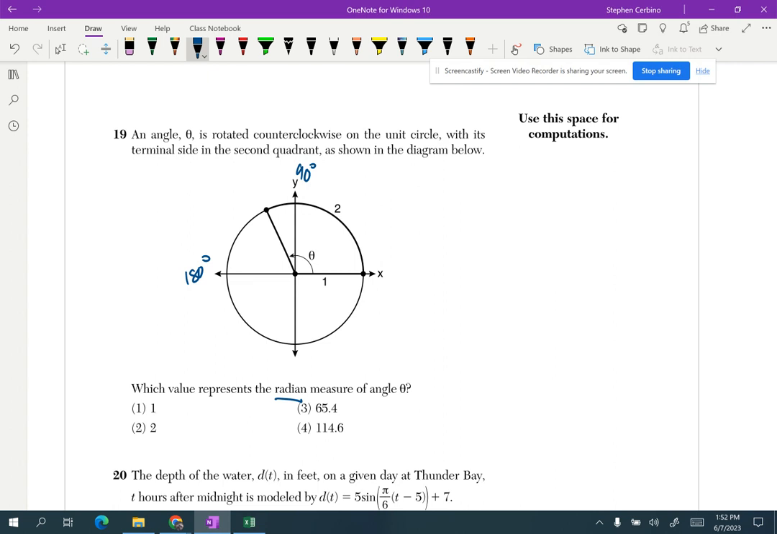What you also could do is use the fact that radians are measured by the arc. So you could say the arc is equal to the angle times the radius. So we could say the arc is equal to the angle in radians times the radius of 1. So the angle is 2 radians. That would be the easiest way to do that one.